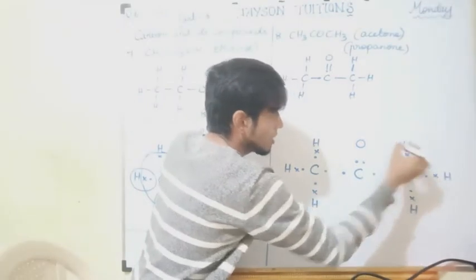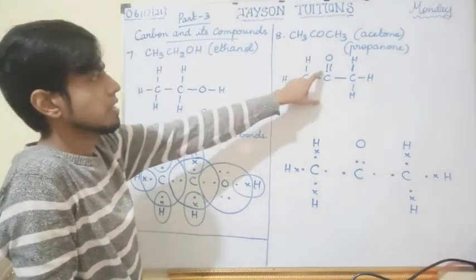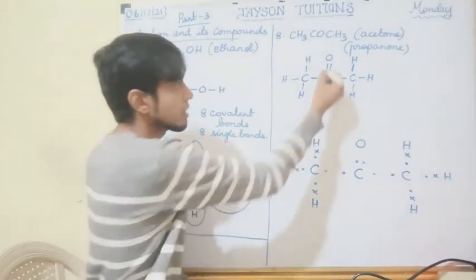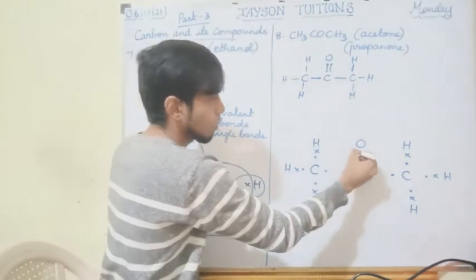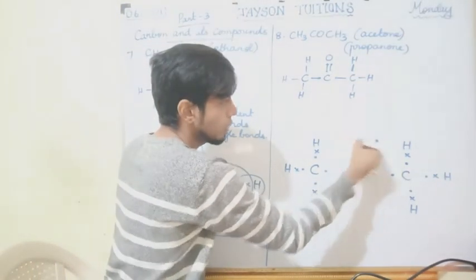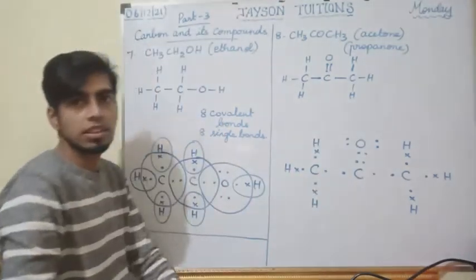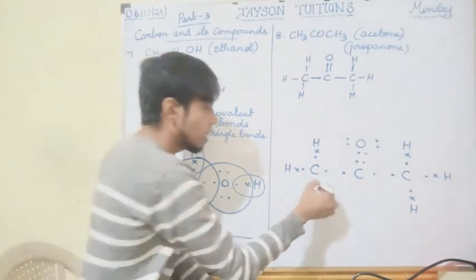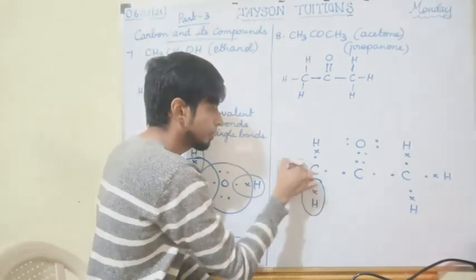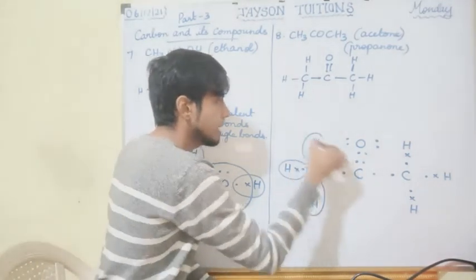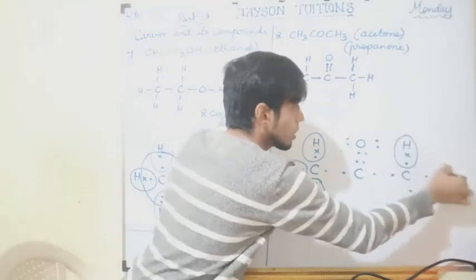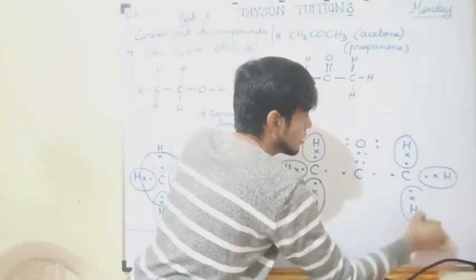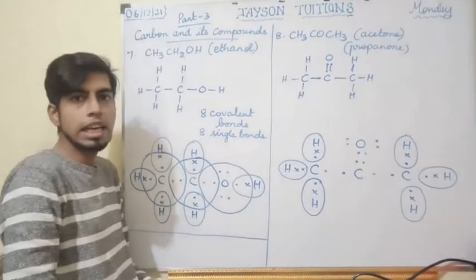For oxygen, how many dots we should keep? 6 dots. Out of that 6, 2 this side. 1, 2, so 3, 4 and 5, 6 on the side I will write. Okay. So first we will circle for all the hydrogens. 1, 2, 3, 4, 5, 6. We will circle for all the hydrogens.